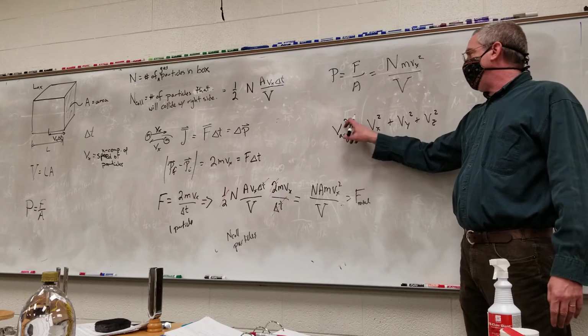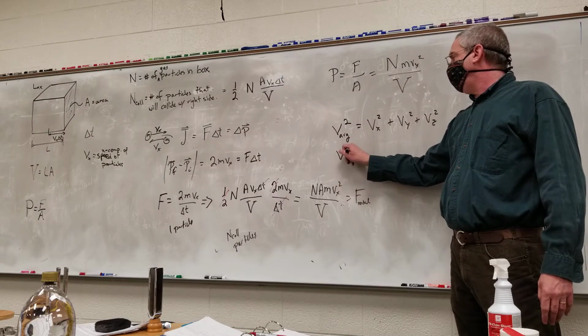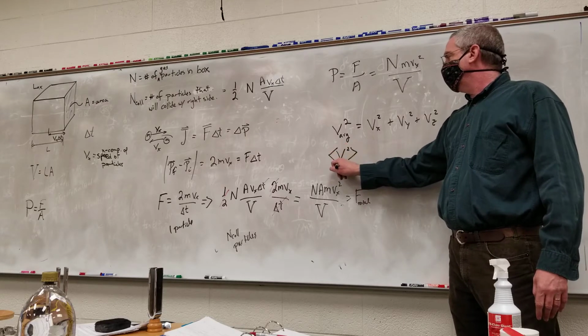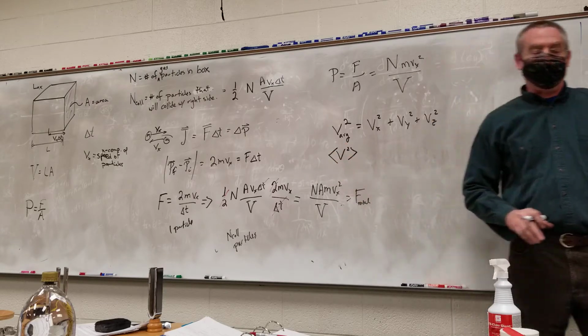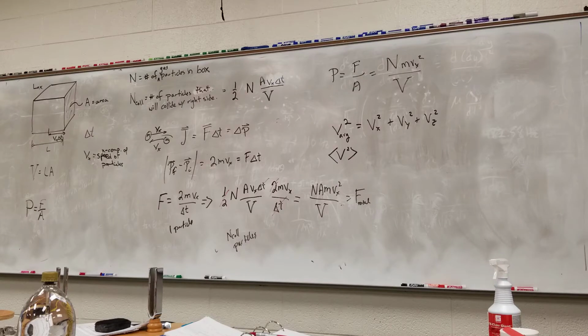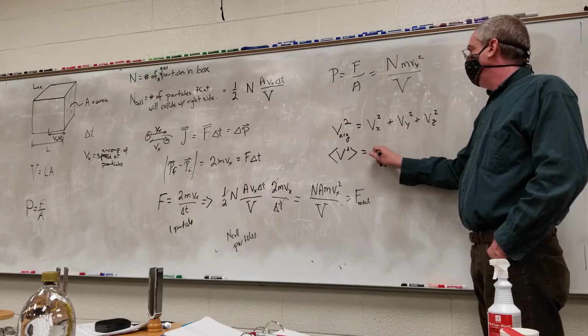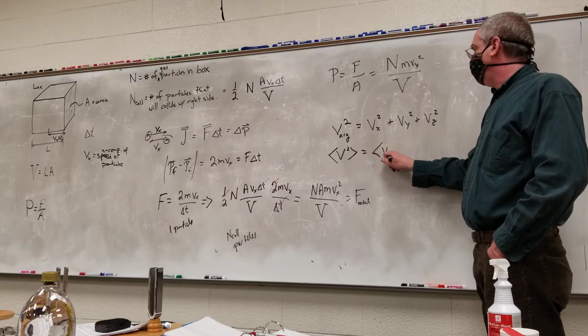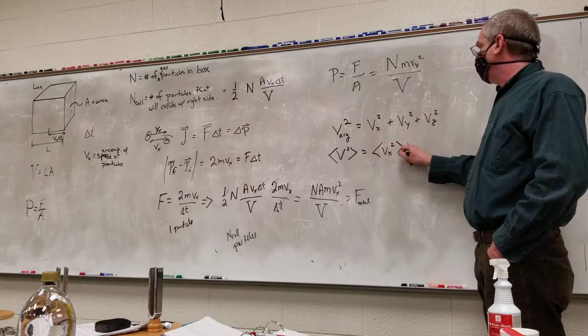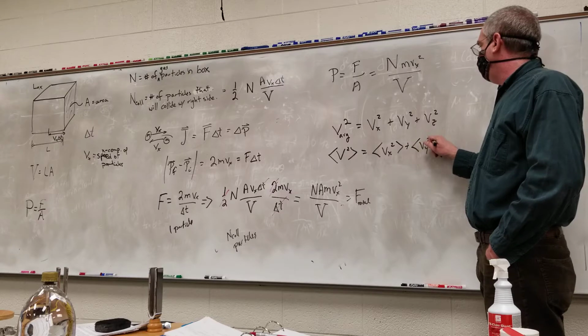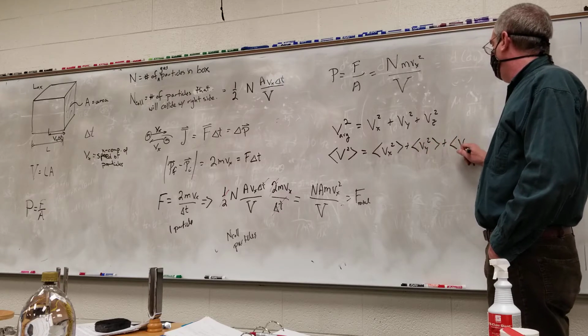We can write this average v squared here. This is just a separate notation for average. It's the average vx squared plus the average vy squared plus the average vz squared.